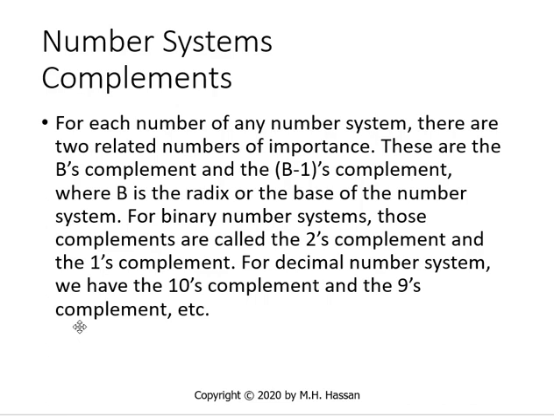Number systems complements. For each number of any number system, there are two related numbers of great importance because we will use them in binary arithmetic. These are the b's complement and the b minus 1's complement. The b is the radix or the base of the number system. For the binary number system, we have the 2's complement and the 1's complement. For decimal, we have the 10's complement, the 9's complement, and so on and so forth.